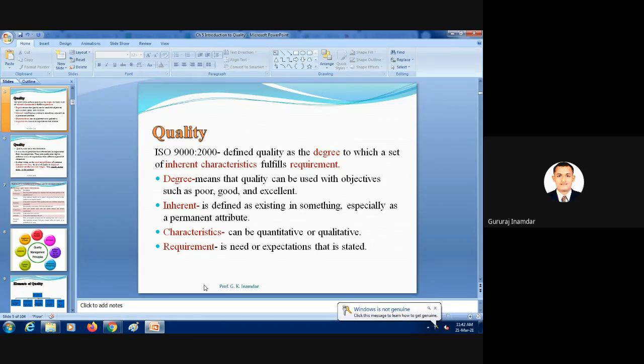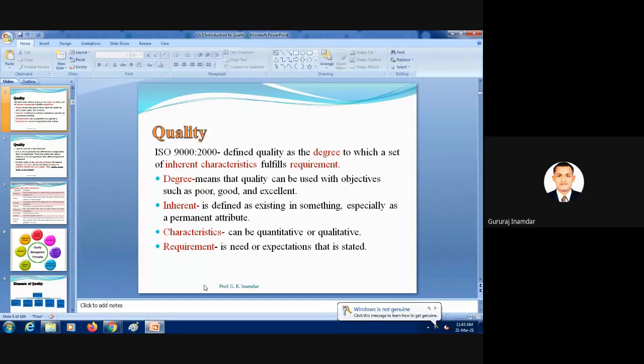So here those factors are also important. So ISO 9000:2000, whatever the year is there, defines quality as the degree to which a set of inherent characteristics fulfills the requirement. Okay, so again they have given the same. Only they have given whatever the degree or whatever the requirement. Is it right?